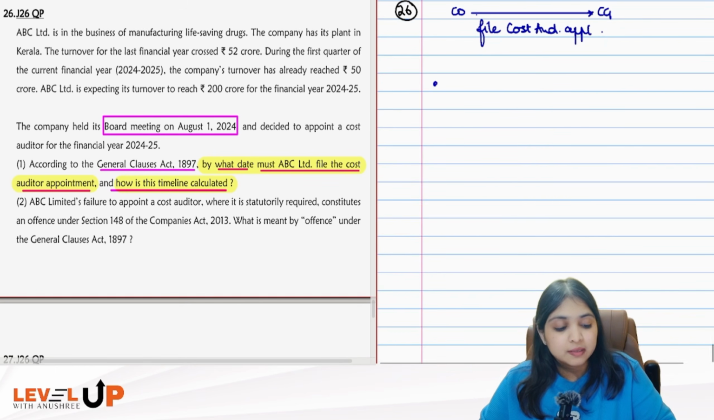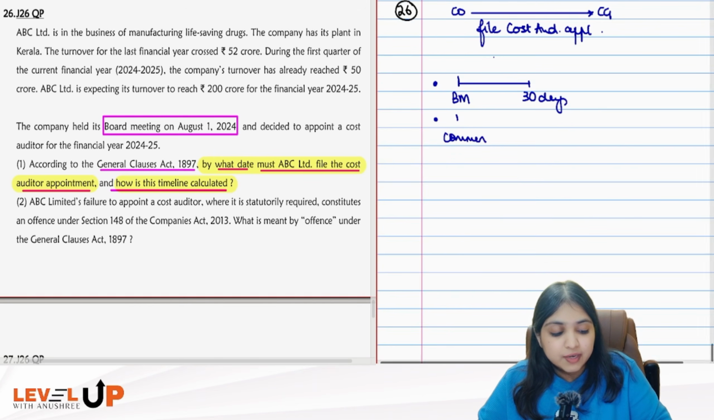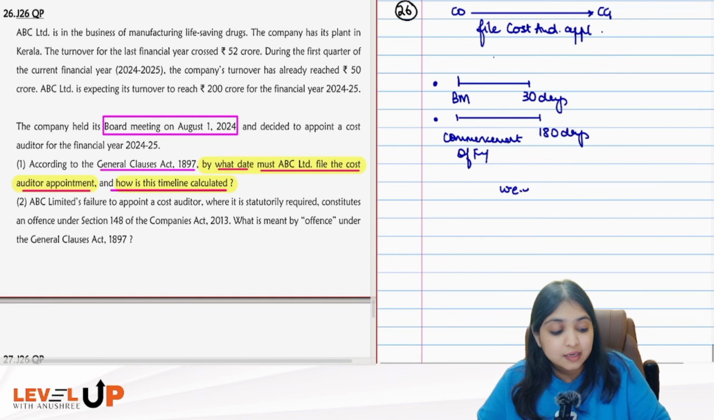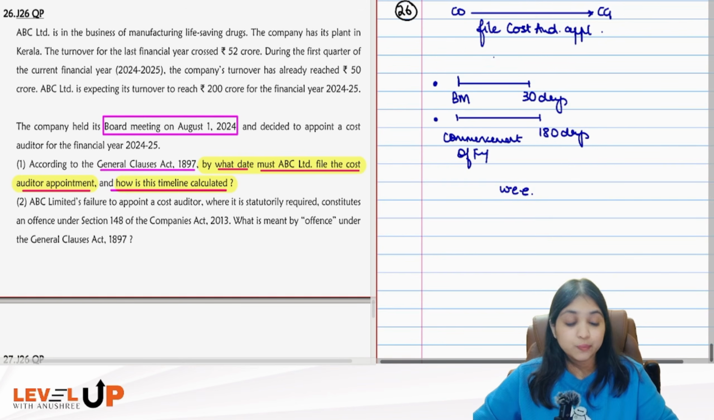Within how much time? There are two time limits, guys. Time limit number one, we have to see the board meeting in which this appointment is made, from the date of the board meeting within 30 days. Okay, this is the first time limit. Second time limit is we have to see when did the financial year commence. From the commencement of the financial year within 180 days. So we have two time limits. Out of these two time limits, whichever is the earlier time limit, by that date the company has to file this appointment with the central government.